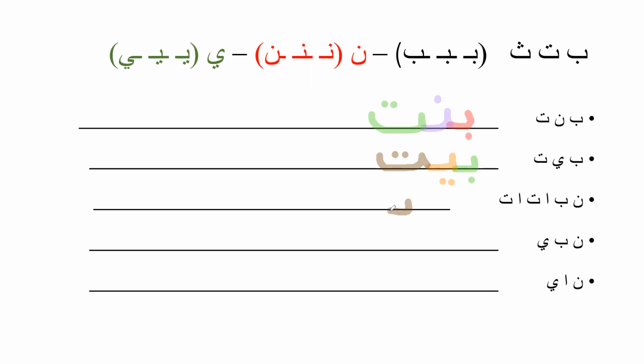And then nabatat, noon, ba, alif, ta, means plants. So here is my noon. And then ba, and then alif, naba, and then ta, and then alif. Alif does not connect as we learned. And then ta, two dots, nabatat.